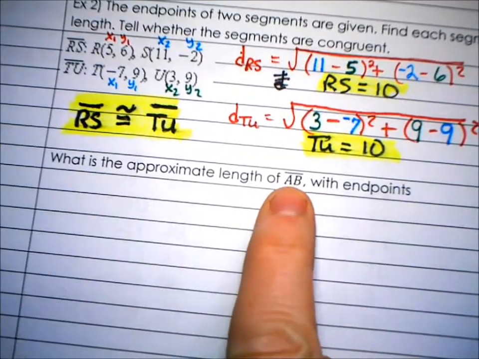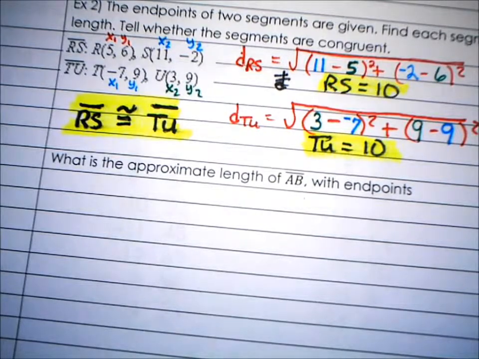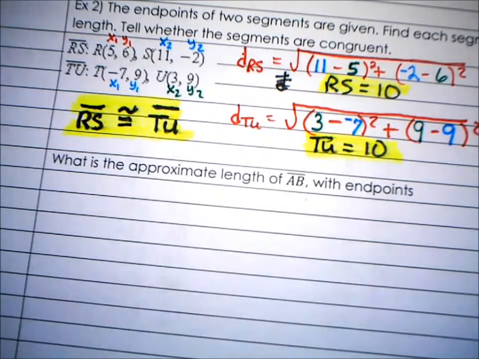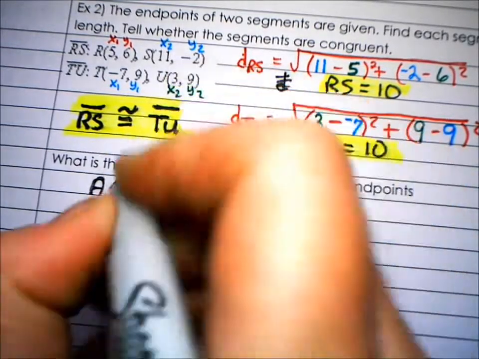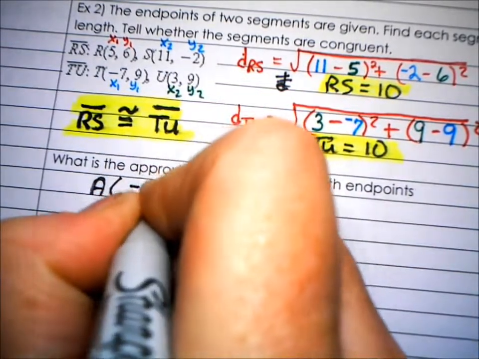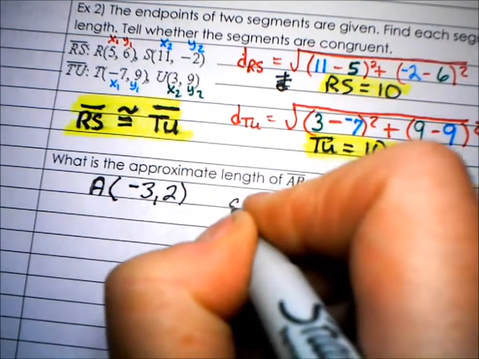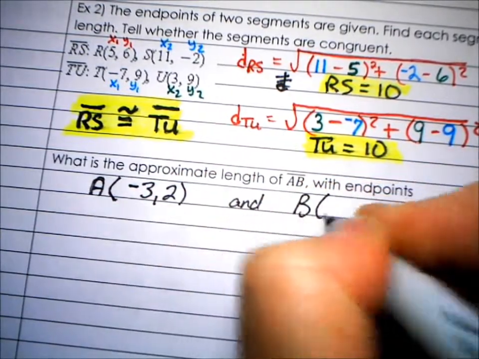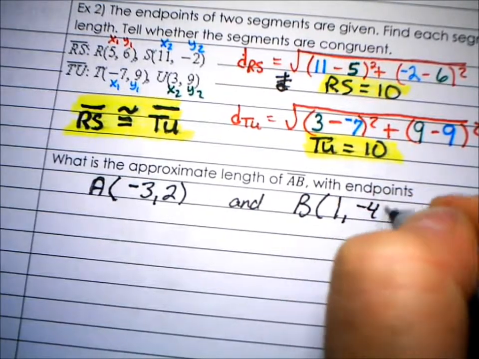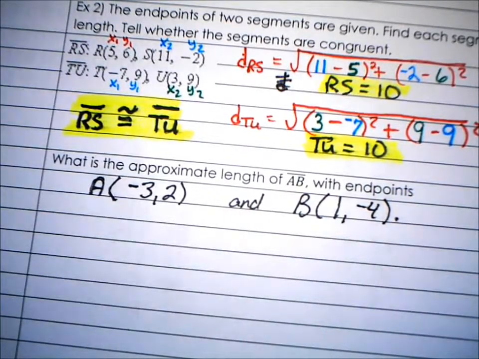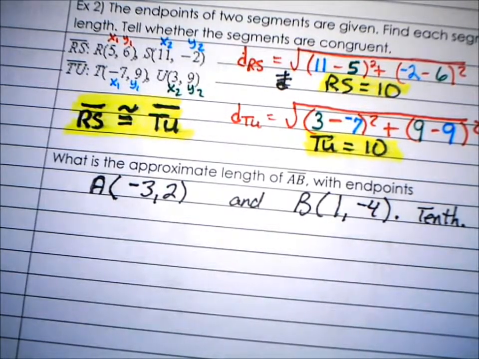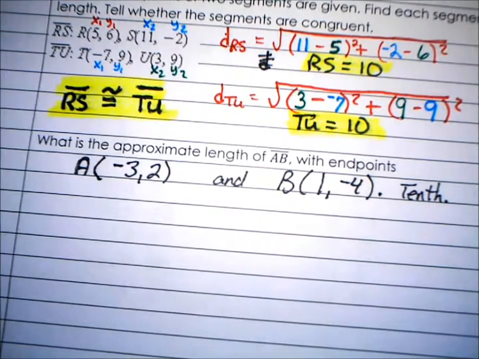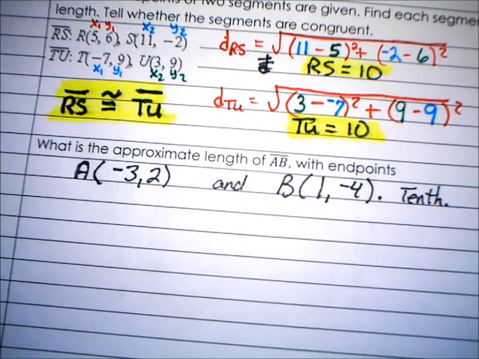Alright, you have one independent practice problem. It says, what is the approximate length from AB with the endpoints? And oh, I forgot to put the endpoints on there. So we're going to say A is going to have endpoints -3, 2, and then B is going to have endpoints 1, -4. And if this is a decimal, we're going to go to the nearest tenth. That is 1 decimal place. Alright, I want you to work this, and then we'll check to see if you have the right answer.